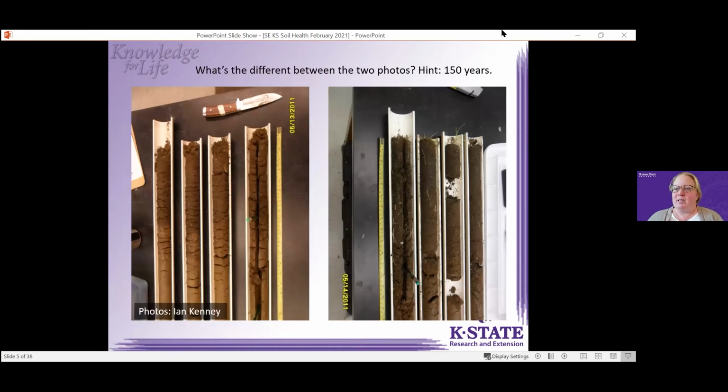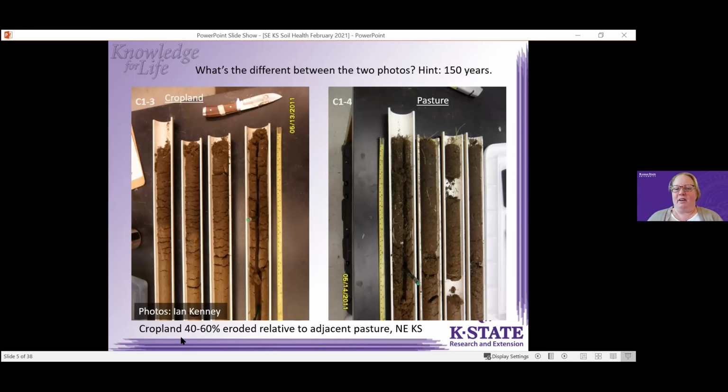So what is the difference between these two photos? These are under the same lighting. So there's nothing funny happening with the lighting. I haven't fiddled with it in any way. These are under the same lights in my laboratory bench. And I say that the hint here is about 150 years. So the soil on the right is a prairie, and the one on the left is cropland right over the field, or right over the fence.